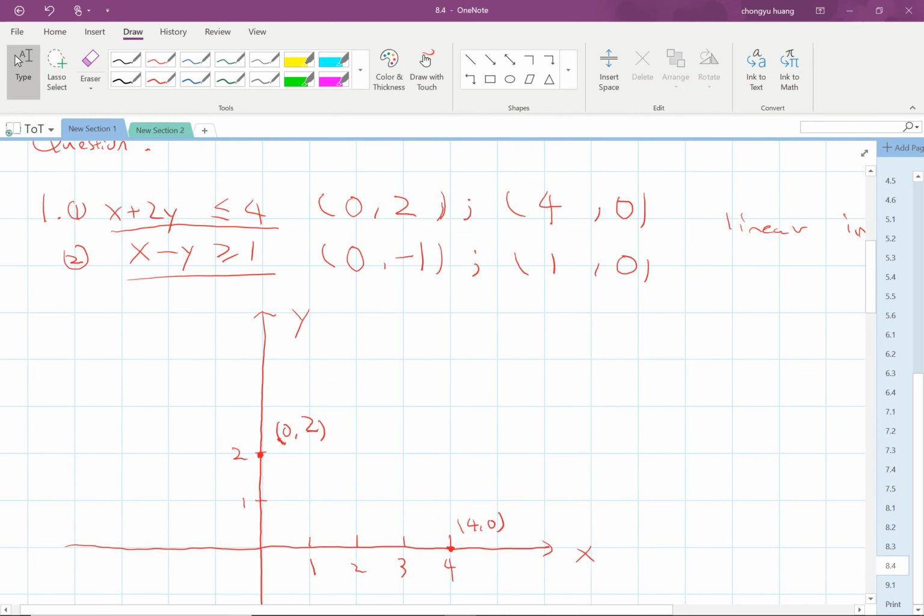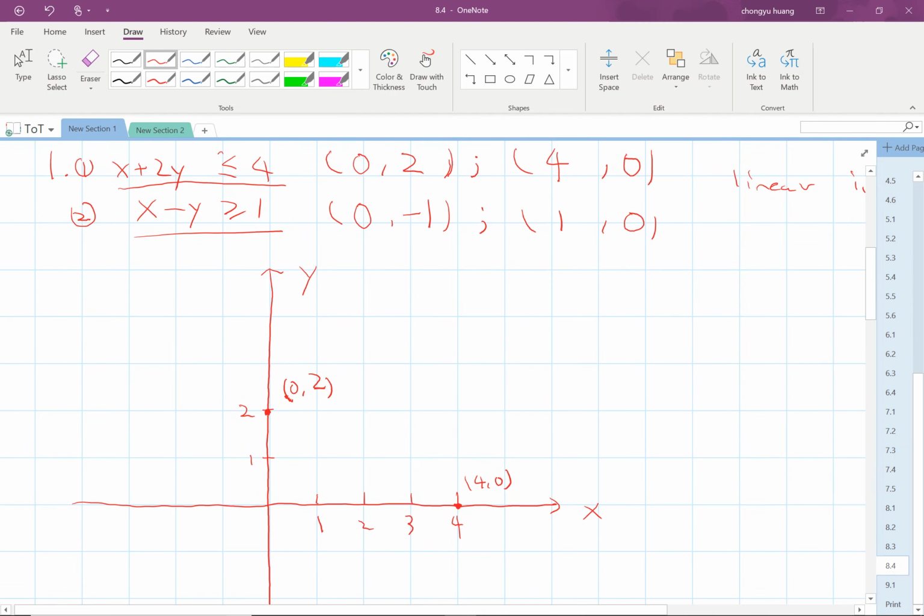As you can see, for the first equation we have a less than or equal to sign, so that means the points will be included. So we have to draw a solid line. If it is not included, then we have to draw a dashed line.